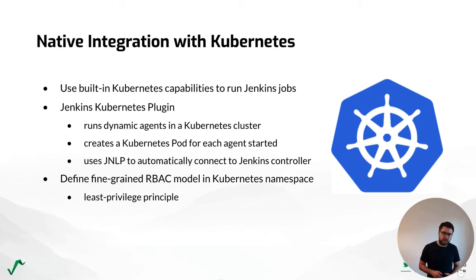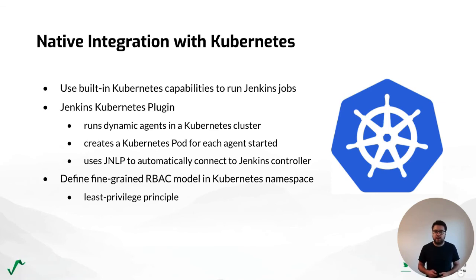This finally brings us to native integration with Kubernetes. We want to use Kubernetes to run Jenkins jobs. But in order to do that, we need to install Jenkins Kubernetes plugin, which runs dynamic agents in a Kubernetes cluster. So every time we trigger a build, it creates a Kubernetes pod for each agent, which consists of different number of containers depending how your job looks like. And these are short-living pods. So they do the job and everything will be terminated by Kubernetes.